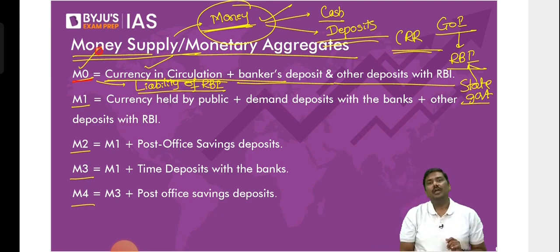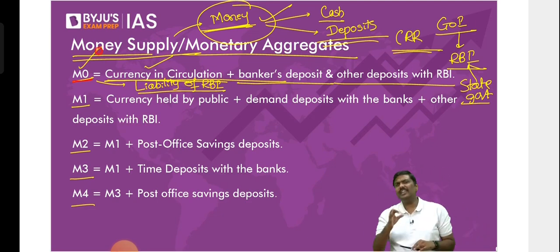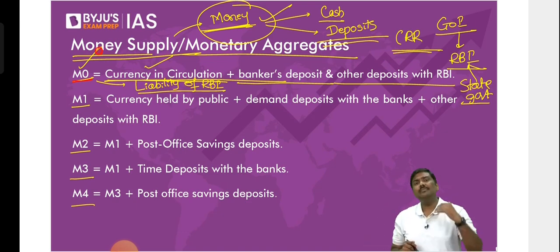That is M0. Now, let me ask a very simple question. Follow the question carefully and answer it. If M0 increases, will the total money supply increase?